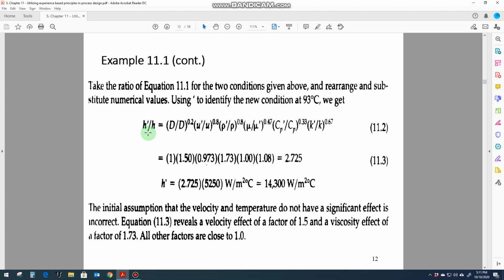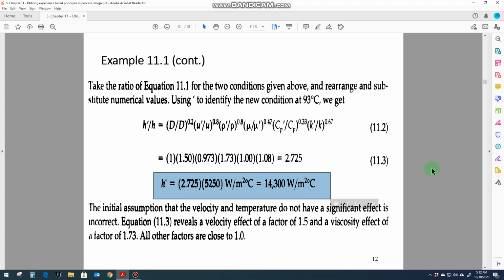Now here you have already the value for the H, which is 5250. So you can multiply this 5250 with this value, and you can have the value for the new heat transfer coefficient, which comes out to be 14,300 watt per meter square second.